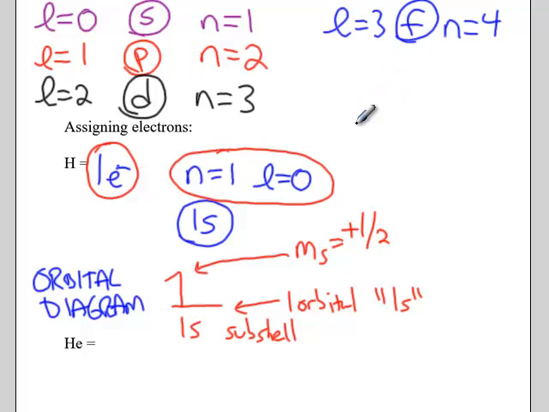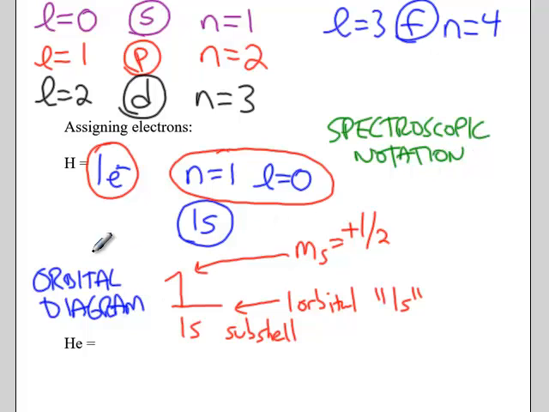We can also give the electron its spectroscopic notation, which has some of the information that the orbital diagram has. But instead of showing it in picture form, all we do is write the subshell, and the subshell was 1s, and then we write a superscript that is how many electrons we find in that subshell. For hydrogen, there's only one electron, so the spectroscopic notation would be 1s with a superscript of 1.